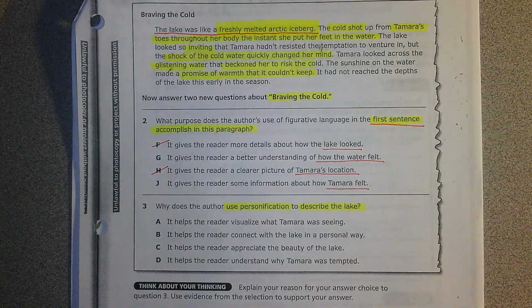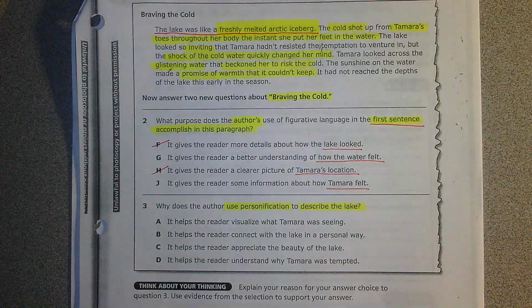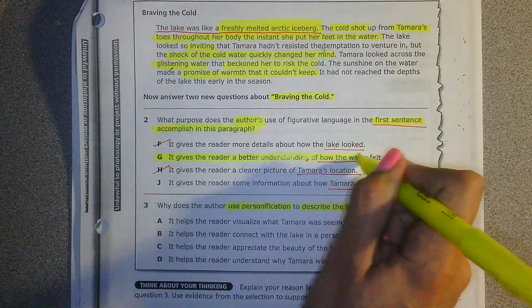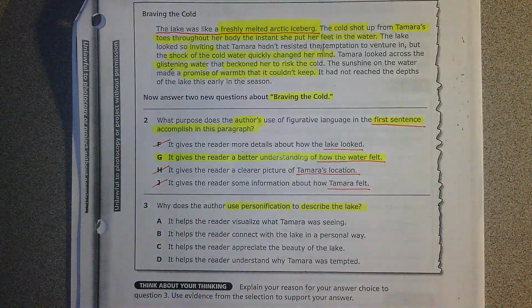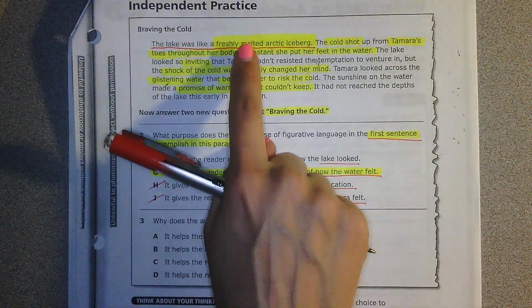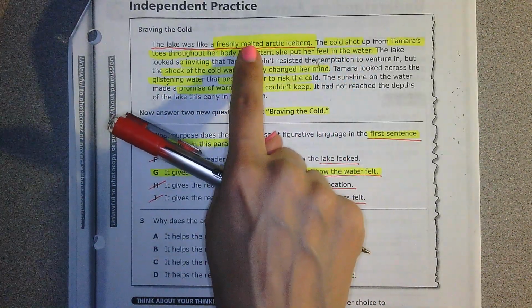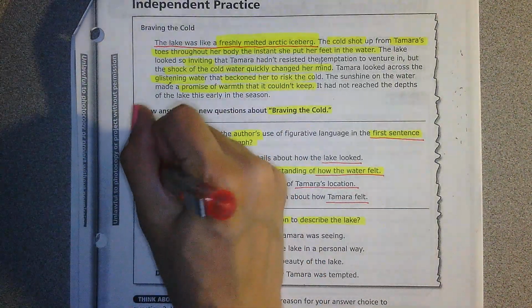Well, boys and girls, it's very simple, right? If you use your common sense and your context clues, and you go back and read and you ask yourself, what is the author, not what do I think, what is the author trying to do when they use this type of figurative language? Well, they're essentially trying to describe and give you a mental image of how the water felt, how cold it was, how it made Tamara's body feel. But it did only ask about the first sentence. It did not ask about the second. It only asked about the first. So it's trying to give you a mental image with words on how the water felt. So if you put letter G, you are correct.